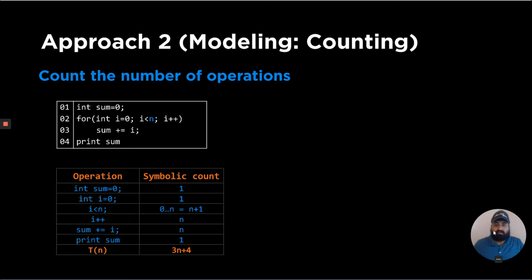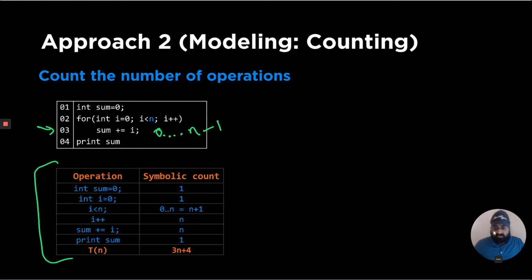So the third approach, which is asymptotic analysis, came out of the limitations of the second approach. I'm going to discuss a few limitations we discussed in the previous lecture, which was basically we had a program to sum the numbers from 0 to n minus 1. We used the symbolic count method of modeling to count the number of steps, which is shown in this table.